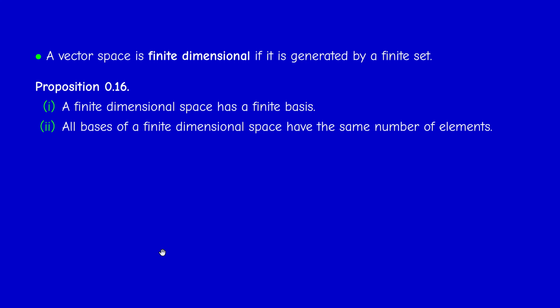Now, as you probably proved in linear algebra, any finite dimensional space has a finite basis, not totally trivial, but we shall prove something more general. We shall prove that any vector space has a basis, not necessarily finite. But if you restrict yourself to finite dimensional spaces, then all bases have the same number of elements, and this same number of elements is called the dimension of the space.